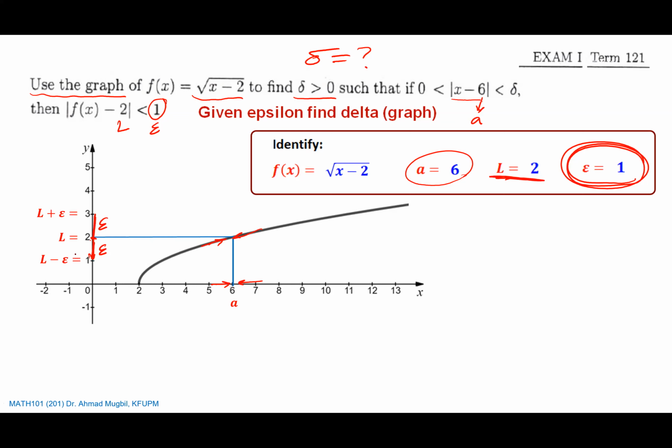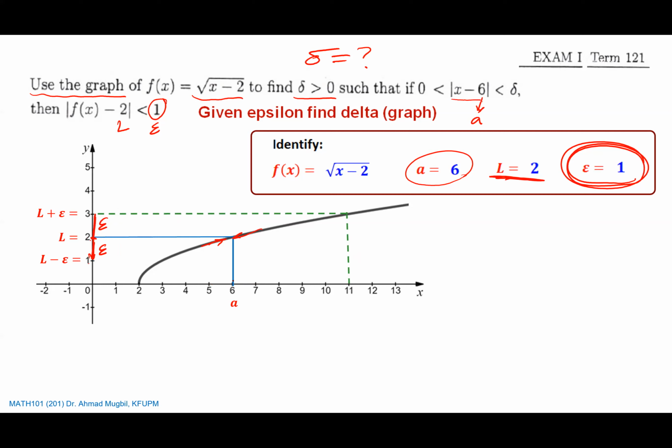Epsilon is 1, so you add it to 2, it will be 3. This is the interval where your function will be. Your function will be between 1 and 3. And of course, now you can find the corresponding x values. You can just sketch a line here and find what corresponds to it. Look, from the graph you can find out the interval that x will stay within.